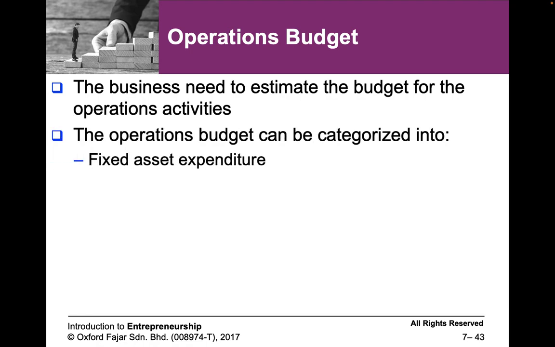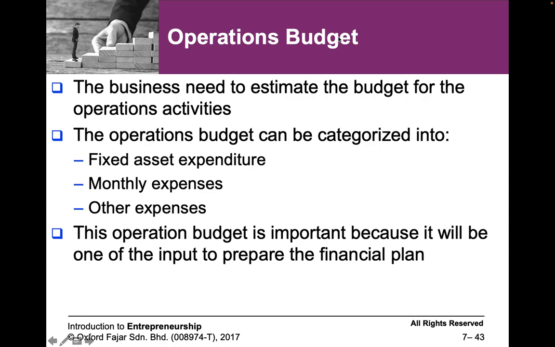And last but not least, under the operational plan is the budget. This budget is the same as the budget in marketing and the administrative budget. The business needs to estimate the budget for the operation activity. The operation budget can be categorized into fixed asset, monthly expenses, and also other expenses. This operation budget is important because it will be one of the inputs to prepare the financial plan.